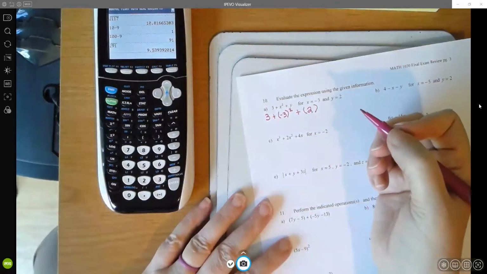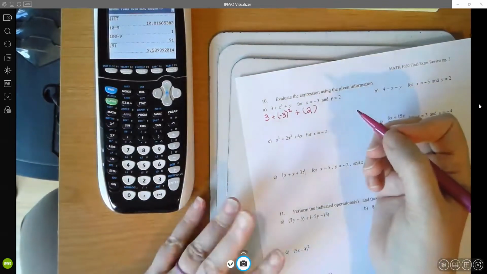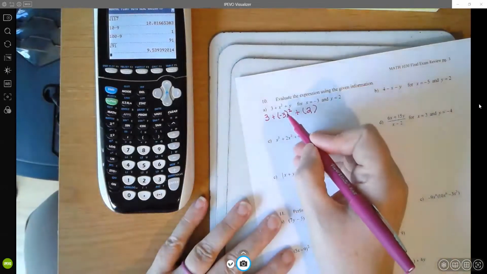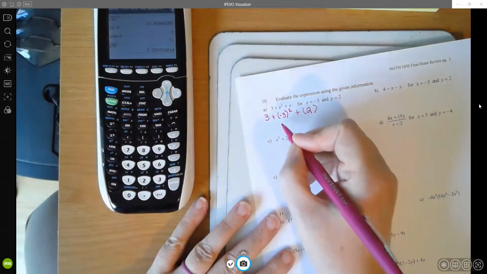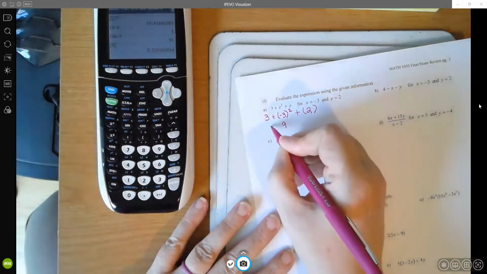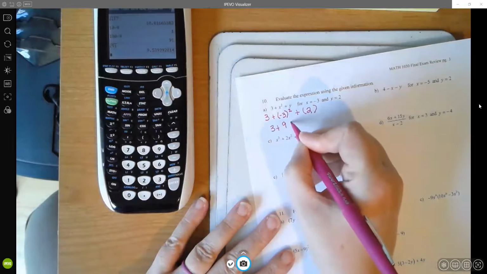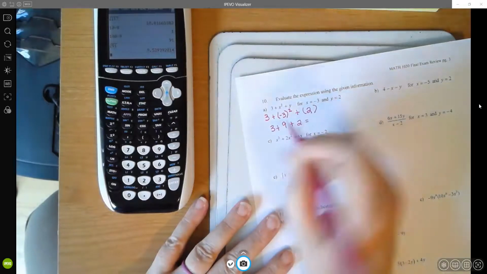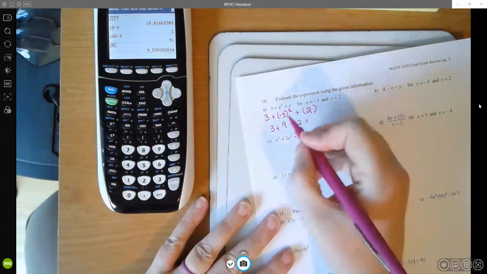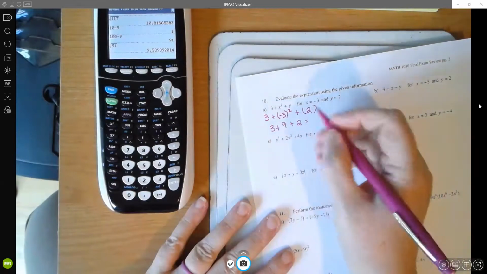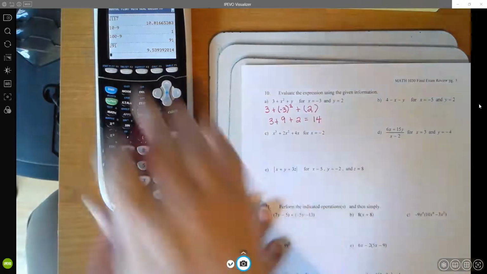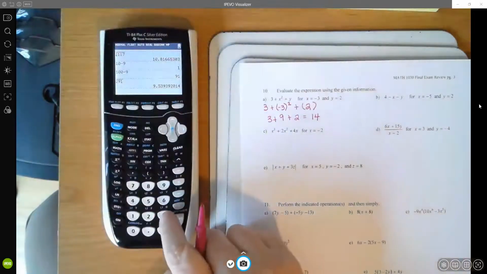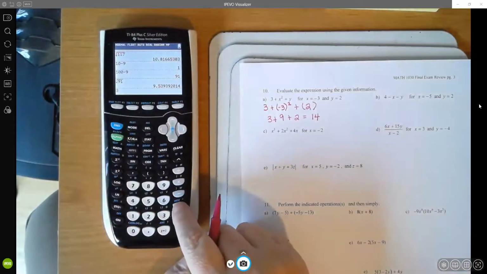And then I have an order of operations problem, and I just complete it. Negative 3 squared, I do my exponent first. Negative 3 times negative 3 would be a positive 9. 3 plus 9 plus 2. And 3 plus 9, 9, 10, 11, 12. Plus 2 would be 14. And we always want to check these using our calculator, unless it's on the no calculator part.